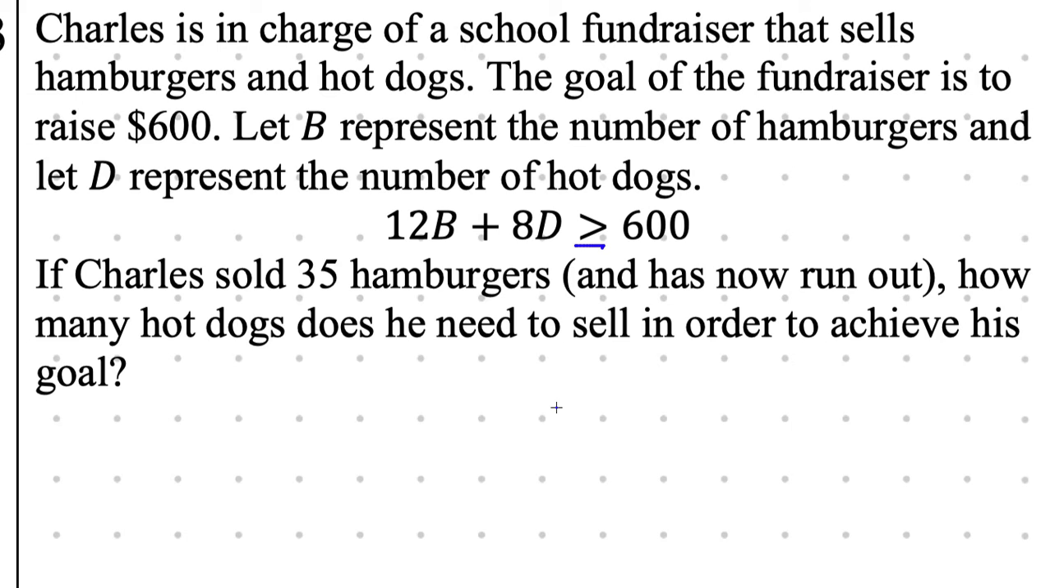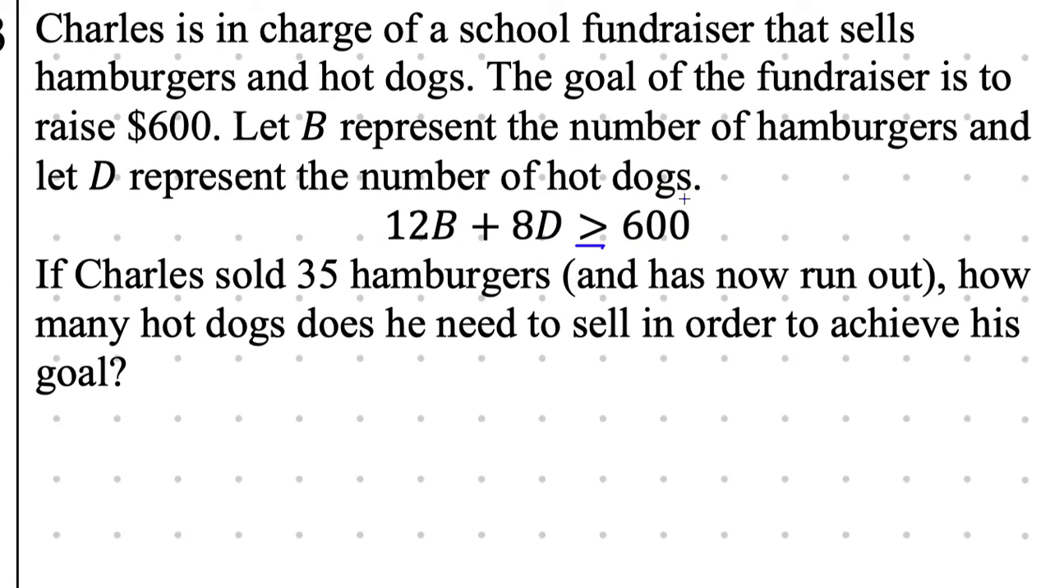All right, continue, Charles. If Charles sold 35 hamburgers and has now run out, how many hot dogs does he need to sell in order to achieve his goal? Okay, so another interpreting question. This one is slightly harder because there's a lot of interpreting that you have to do and a little bit more math than the last example. So I'll let everyone think on that question. We have sold 35 hamburgers, B for hamburgers. We're asking how many of these hot dogs do we need to make in order to get at least $600 for the fundraiser?